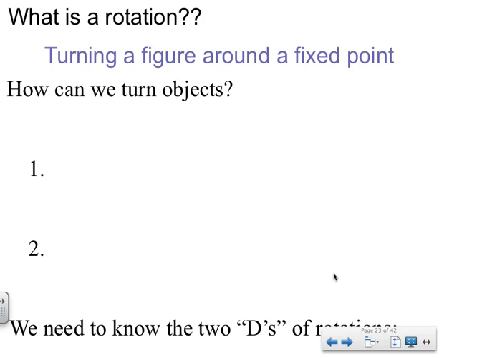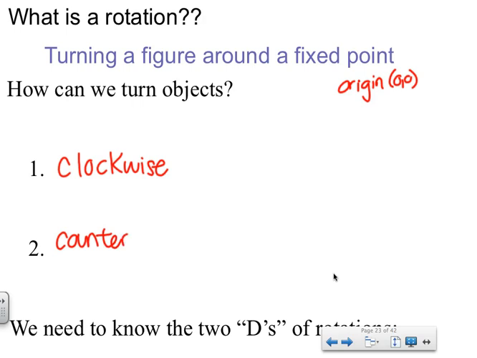So what is a rotation? Rotation is when you turn a figure around a fixed point, and we're only going to be dealing with turning things around the origin, which is the center at (0, 0). Okay? So you've learned how we can turn objects. There are two ways. One way is clockwise, and then the other way is counterclockwise. Again, you might see counterclockwise abbreviated CCW, and clockwise would be CW.